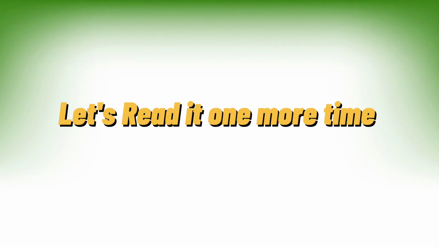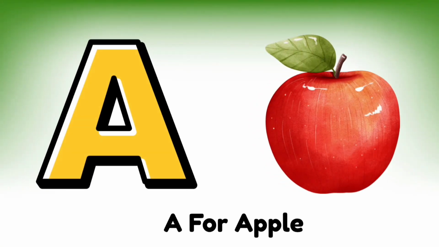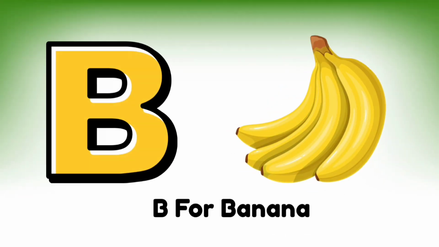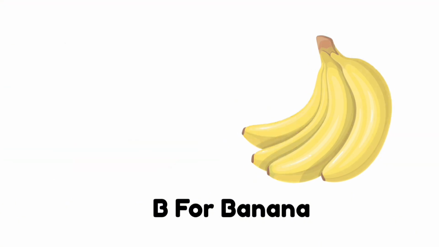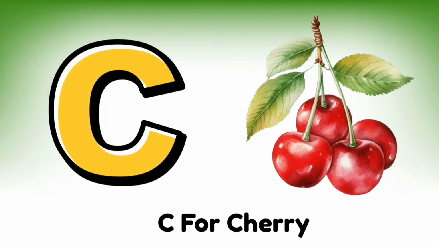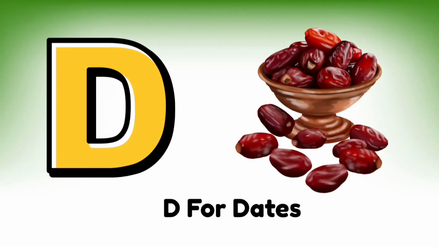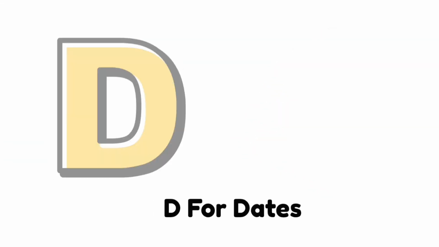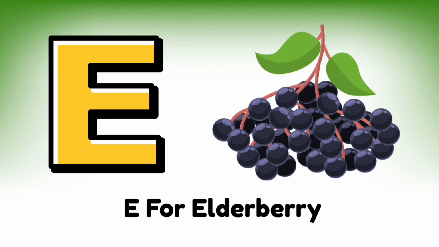Let's read it one more time. A for apple. B for banana. C for cherry. D for date. E for elderberry.